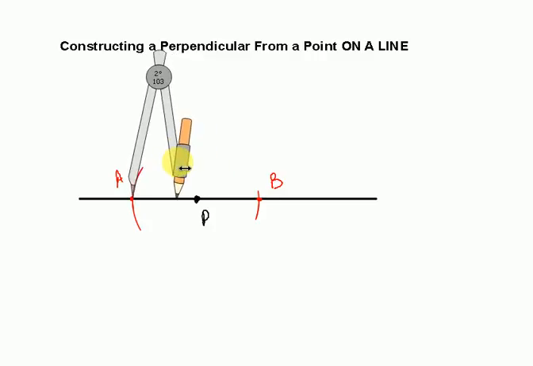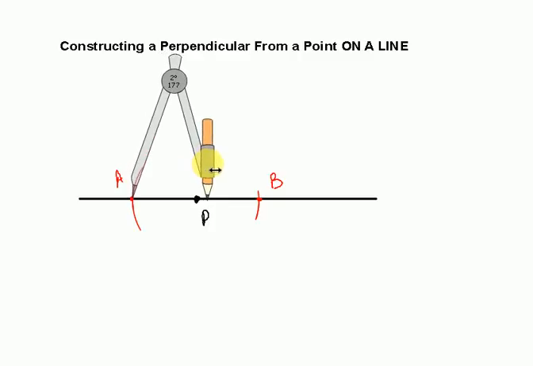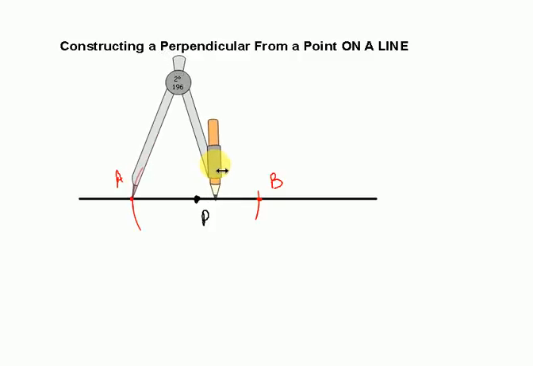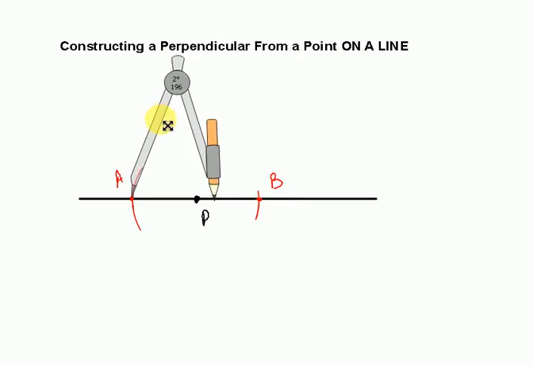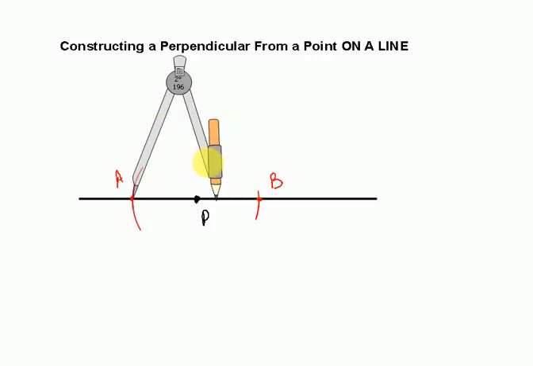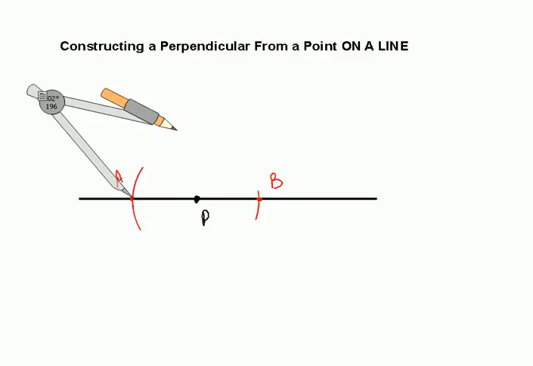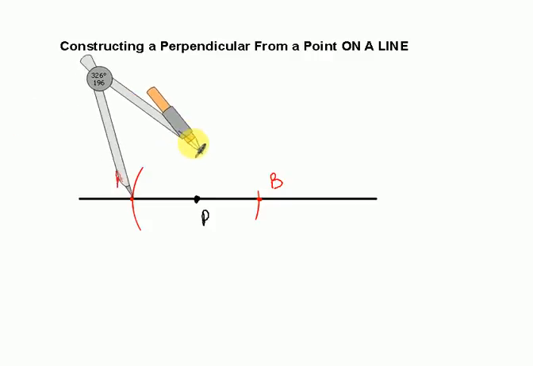You can't have it the same as P. You've got to make it larger than half. So that's good enough right there. It doesn't need to be too big, but just that it's larger than half. I'm adjusting my pivot point there. And what we're going to do is bring this up here and make a tick mark. So we will make a tick mark right through there.